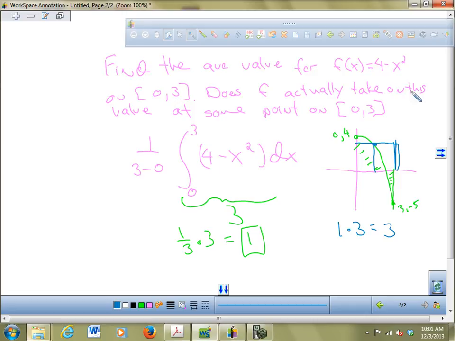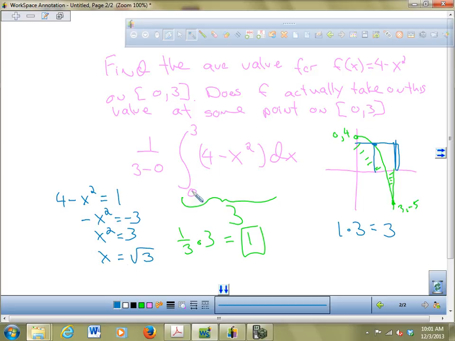Now, does f actually take on this value at some point in [0, 3]? To figure that out, I have to solve 4 minus x squared and set that equal to 1, because I want to see what the x value is when y is 1. So I subtract 4 from both sides: negative x squared equals negative 3. X squared equals positive 3. X equals plus or minus the square root of 3. But since negative isn't in this interval, I'm going to choose the square root of 3.